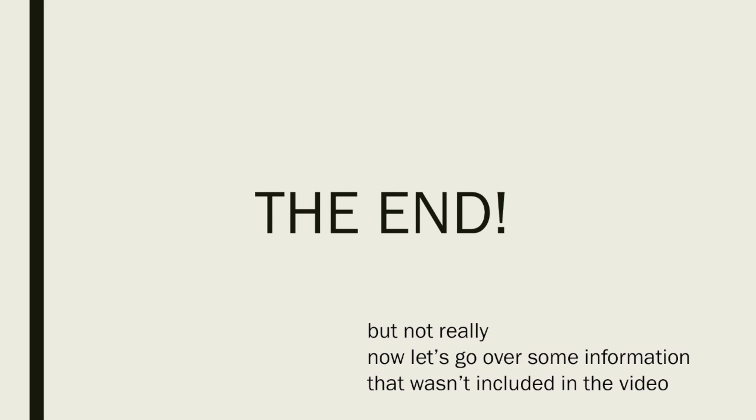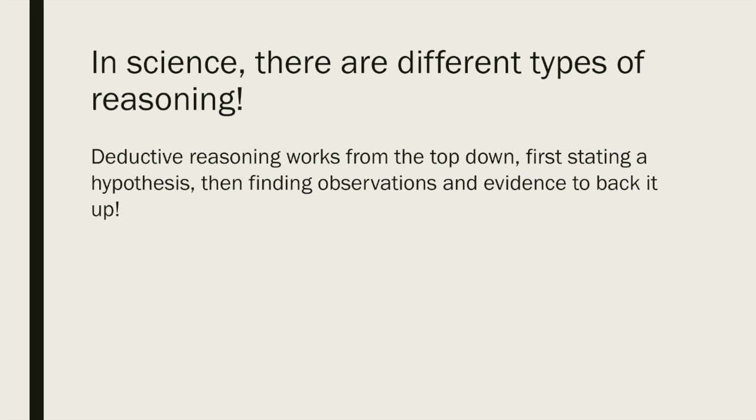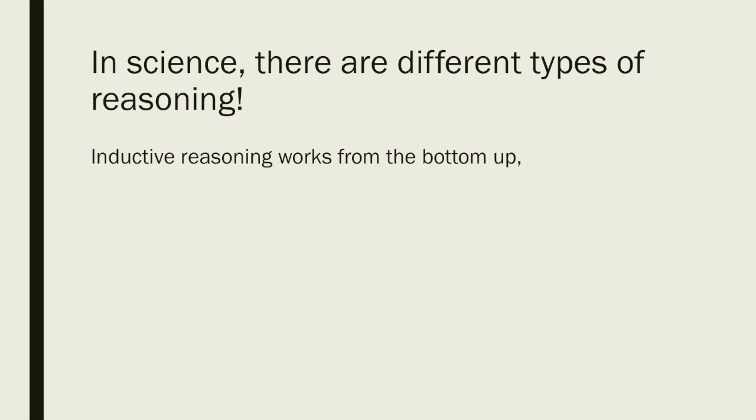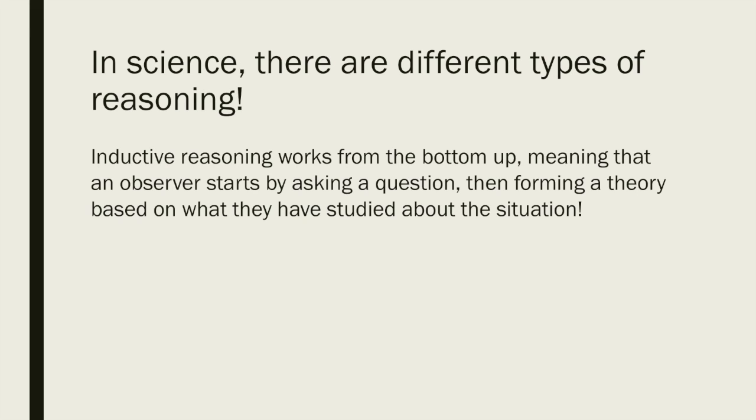Now let's go over some information that wasn't included in the video. In science, there are different types of reasoning. Deductive reasoning works from the top down, first stating a hypothesis, then finding observations and evidence to back it up. Inductive reasoning works from the bottom up, meaning that an observer starts by asking a question, then forming a theory based on what they've studied about the situation.